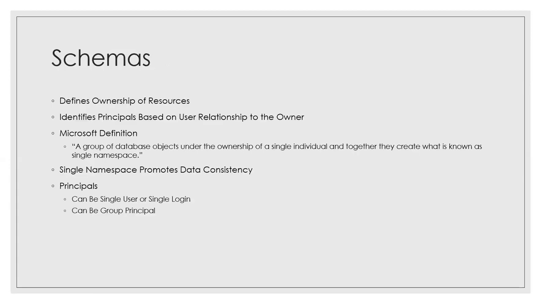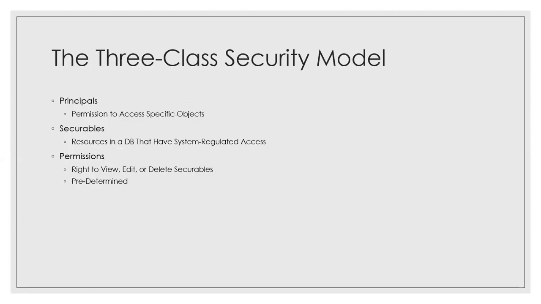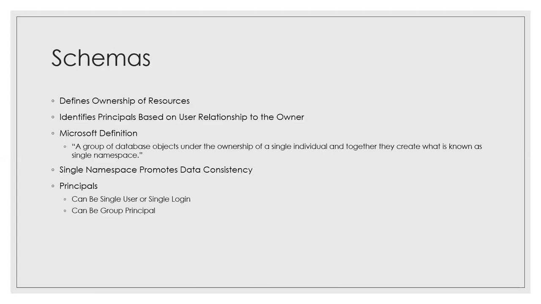Okay, so now let's talk about database schemas. These simply define ownership of the resources, and they identify principals based on user relationship to the owner. So let's go back and see what principals are. They're permission to access specific objects. So these specific principals are identified based on the user's relationship to the owner.